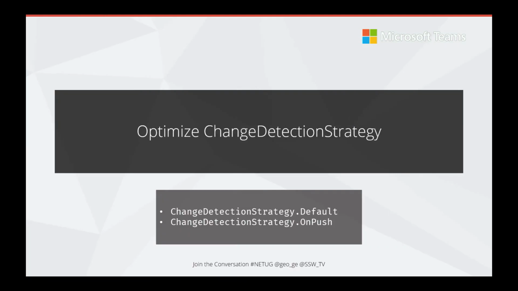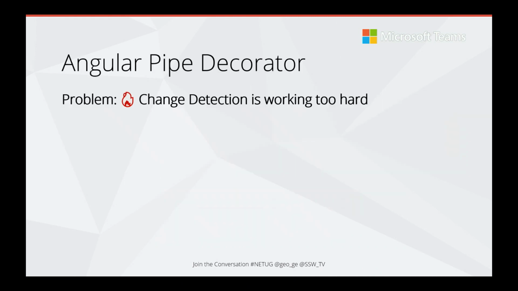All right. So earlier I've shown you the change detection strategy, the difference between default and OnPush. And honestly, you should use OnPush as much as possible. However, you need to be careful, because there are only three triggers that can trigger change detection on an OnPush component. All right, next one. So the problem is change detection is working too hard.